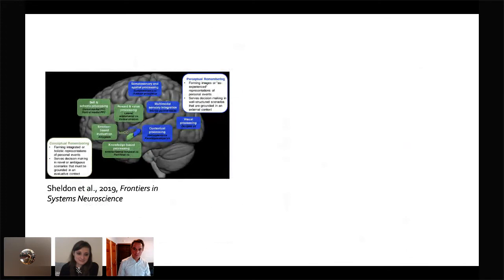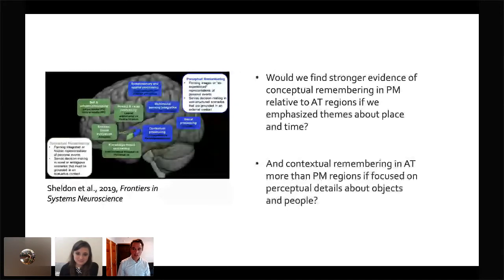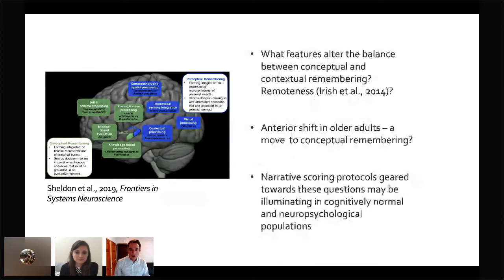I think one thing to consider is the nature of conceptual and contextual remembering. For instance, as I've alluded to and Dr. Sheldon has too, thinking broadly about themes of an event and emotions while conceptual remembering may naturally draw attention to people, objects, and the emotions that we have in relation to them. If this is true, we could ask whether we might see stronger evidence of conceptual remembering in posterior medial regions if we emphasize themes about place and time. Likewise, we might see more evidence of contextual remembering in anterior temporal regions if the focus for perceptual details was about objects and people. We also could consider what factors might alter the balance between conceptual and contextual remembering.